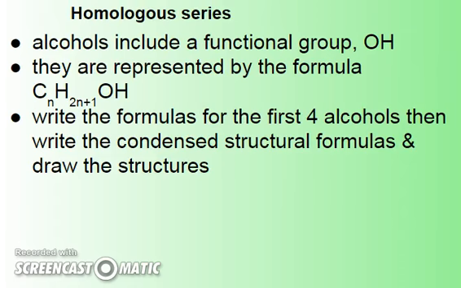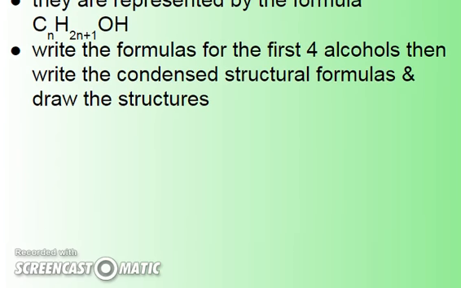Okay, so then alcohols, the other family they talk about in 10.1, is represented with the functional group OH. It's called a hydroxy group because it's really a hydroxide. They're represented by the formula CnH2n+1OH. And it says write the formulas for the first 4 alcohols, then write the condensed structural formulas and draw the structures. So again, let me scroll this down a little bit and we'll take a look at this.